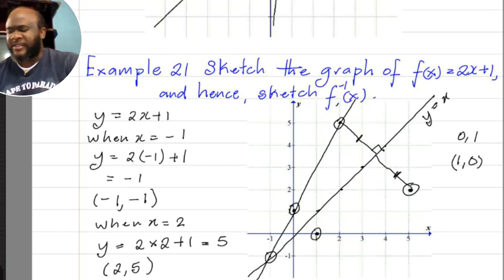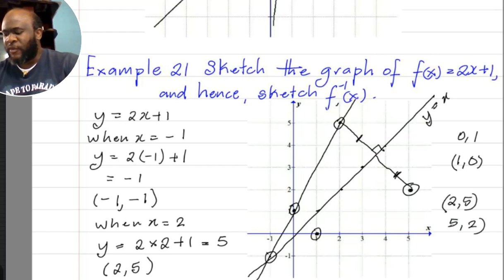So we can also test it to see if it's true. The point we just reflected is the point 2, 5. Now, if we reflect 2, 5 in the line y is equal to x, it should become 5, 2. All right, and as we can see here that this point is 5, 2, so it is correct. So now I have sufficient points on the image to draw a sketch.